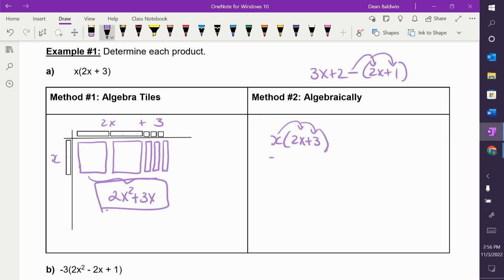So you end up with x times 2x plus 3 times x. That x gets multiplied by everything inside the brackets. So what's x times 2x? 2x squared, because you are now adding the exponents. 3x is just 3x. And you get the same answer.